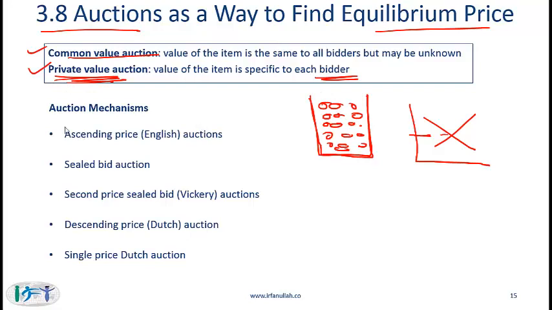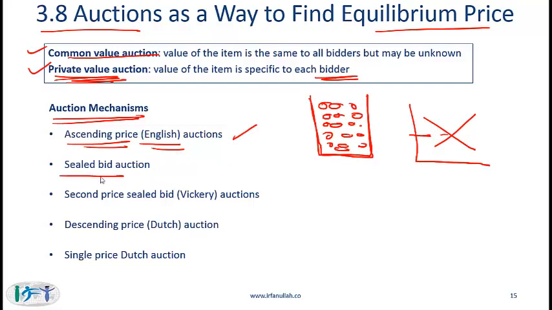Now coming to the different auction mechanisms. The most basic kind of mechanism is an ascending price mechanism, which is also called an English auction. You might have seen this in a regular auction house where the auctioneer puts out a price and then bidders keep bidding and the price keeps going up and the highest bidder gets the item. So that's a simple ascending price auction, also called an English auction.